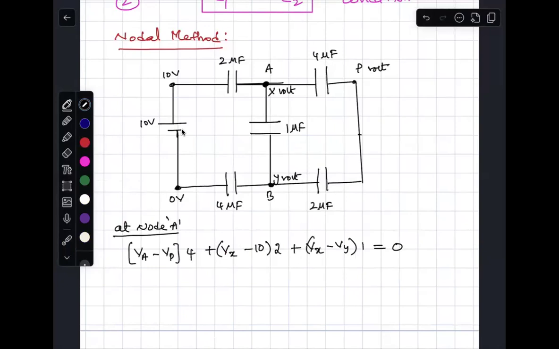That is taking that point A as a node. Any doubt? I repeat, please go through again. I have taken X as the node. The charge on this plate is Va minus Vp times 4. The charge on this plate is Va minus, remember, X itself is the top. When I am taking a node, X itself is the top.